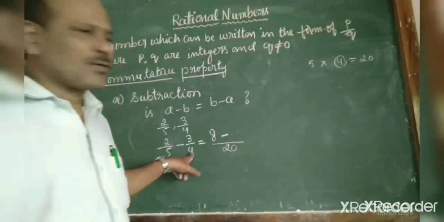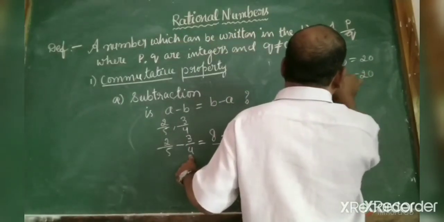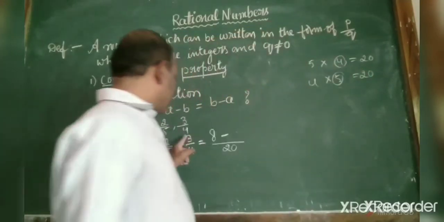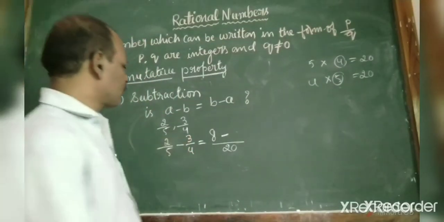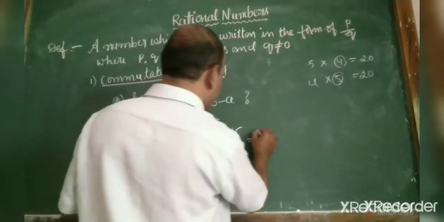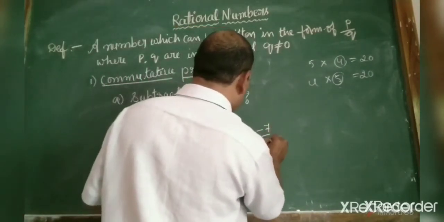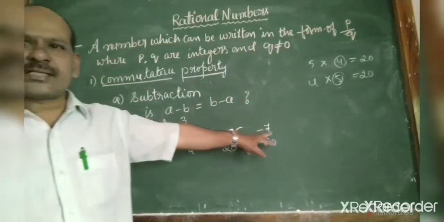Now check for 4. 4 how many times in 20? 5 times. That 5 into numerator 3. 5 3s are 15. 8 minus 15 is minus 7 by 20. For A minus B I am getting the answer minus 7 by 20.